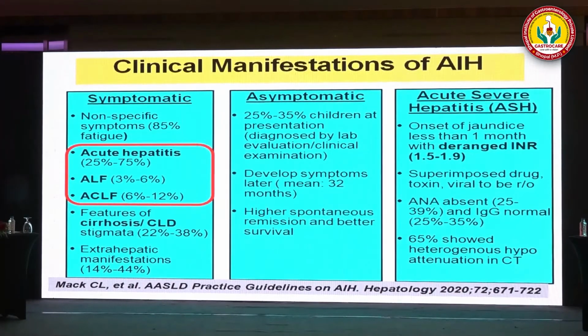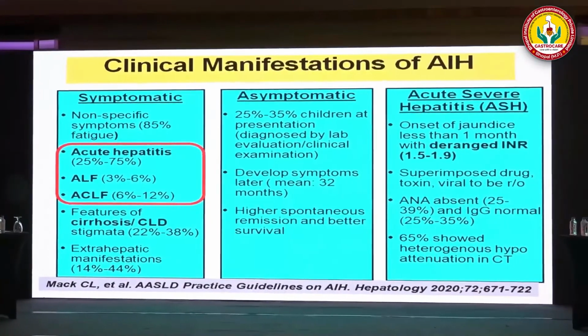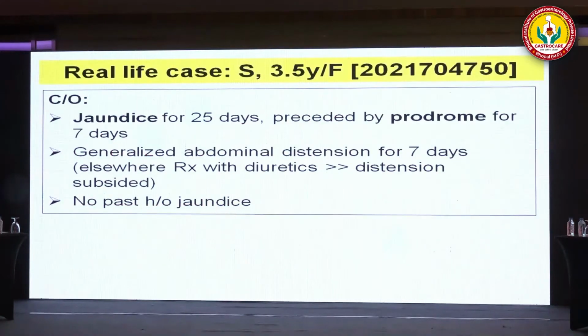Now, starting with autoimmune hepatitis, this is the latest publication of Hepatology for both adults and children, the AASLD practice guideline. What they say is that autoimmune hepatitis has a varied manifestation. It can be symptomatic, asymptomatic, and there is a new entity called acute severe hepatitis. But one-third of patients of autoimmune hepatitis can come with an acute hepatic illness. They can have acute hepatitis, acute liver failure, or ACLF. So let's start with a case.